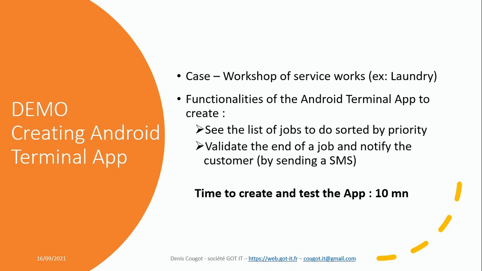First, to give the operators the list of jobs to do, sorted by priority. This is when the operator opens a session with no scan, then we display the list. And when the operator scans a ticket, it can declare the job finished. And then it causes the app to send an SMS to the customer.